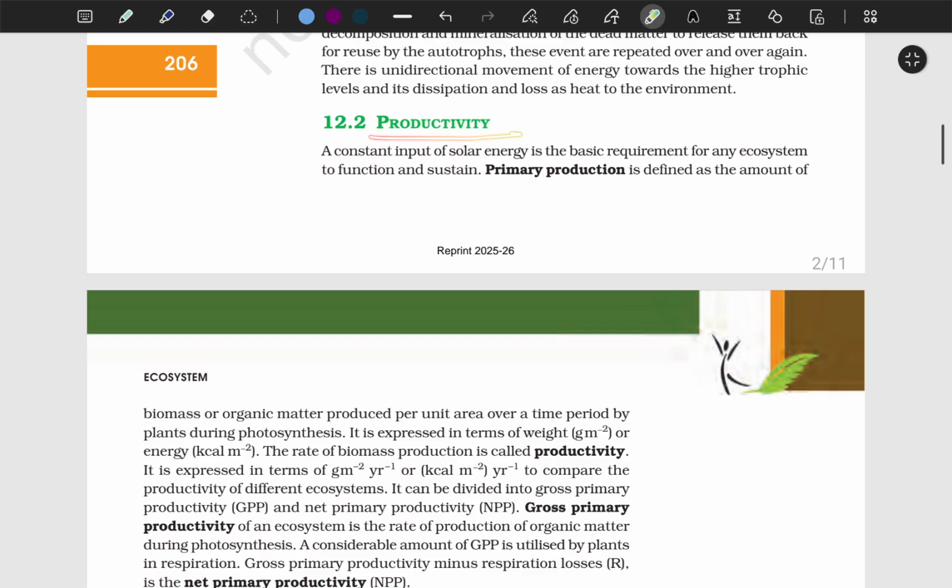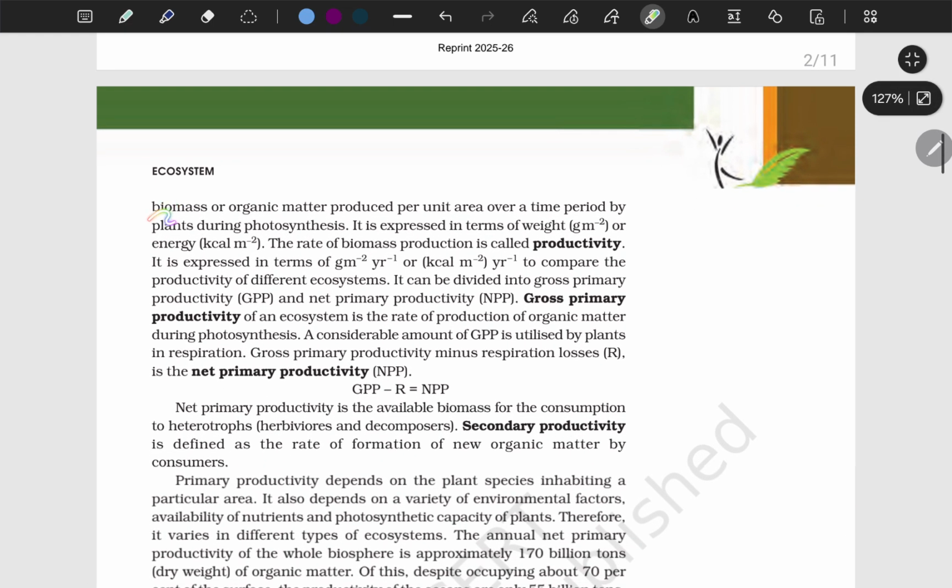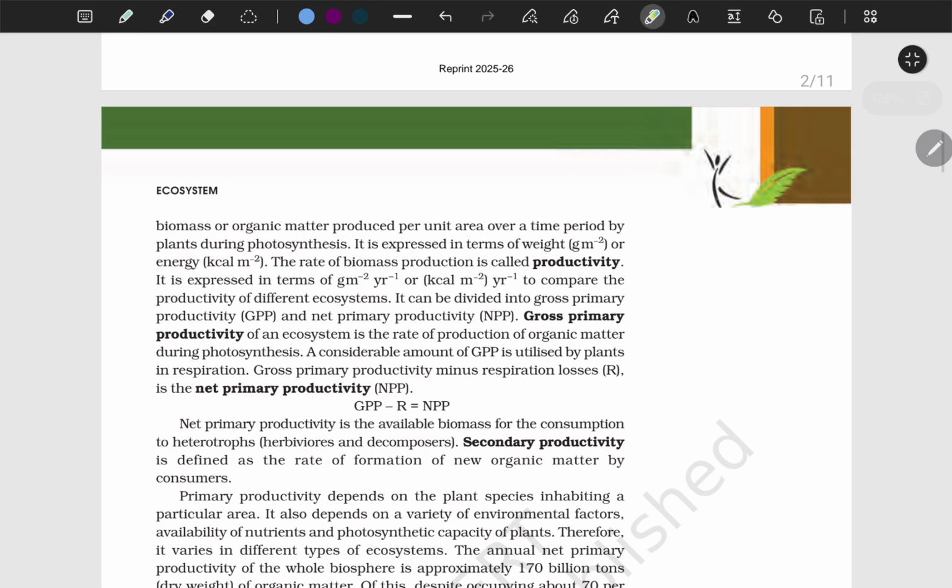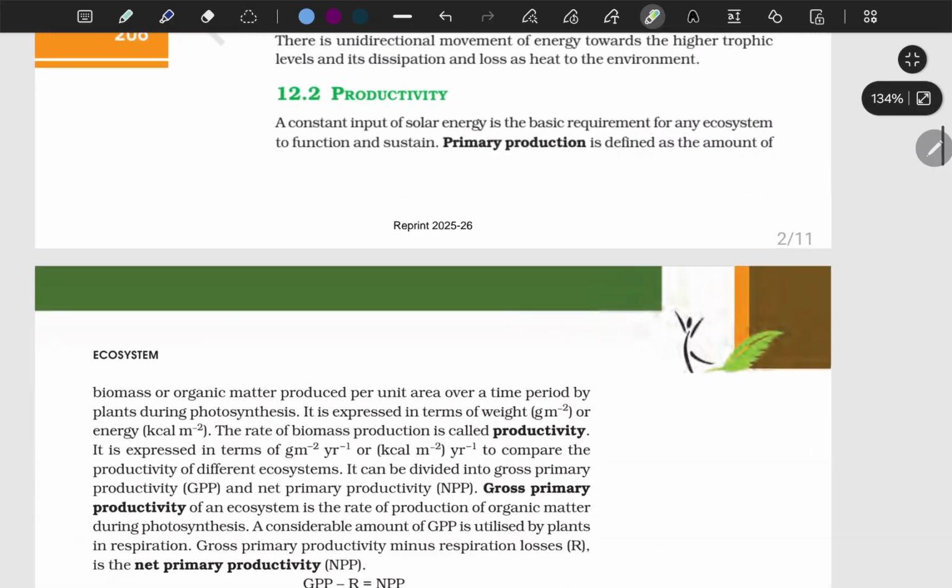First one is productivity. A constant input of solar energy is a basic requirement for any ecosystem to function and sustain, because solar energy is required for the production of food by the producers. Primary production is defined as the amount of biomass or organic matter produced per unit area over a time period by plants during photosynthesis. So what is primary productivity?